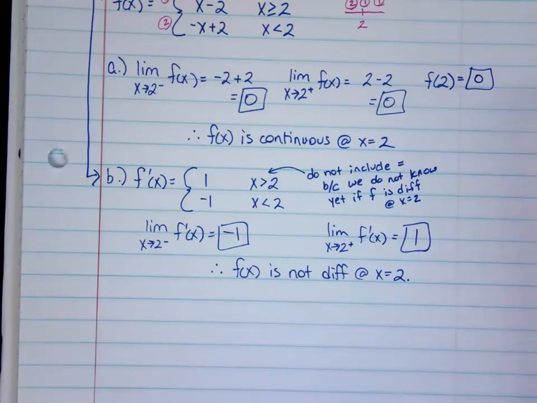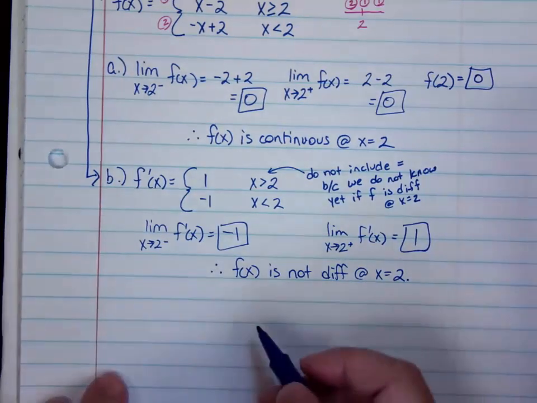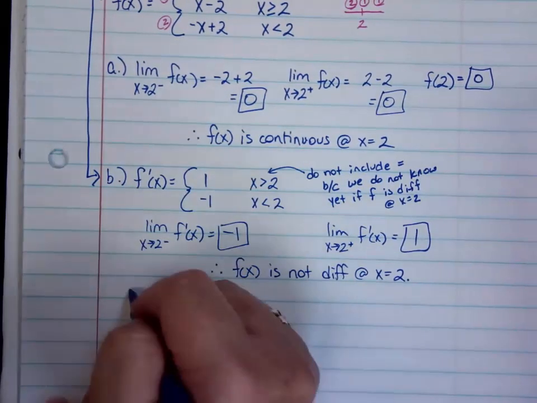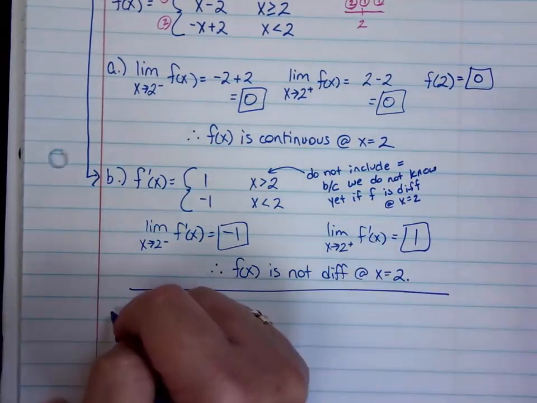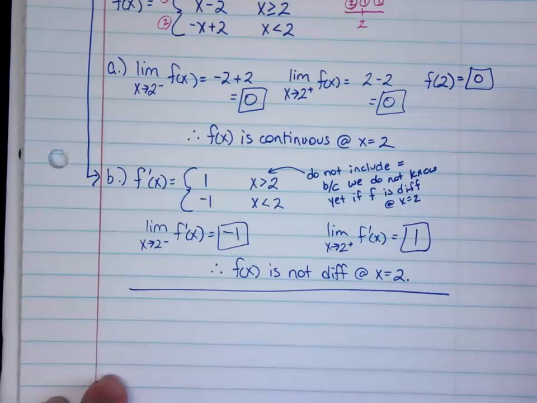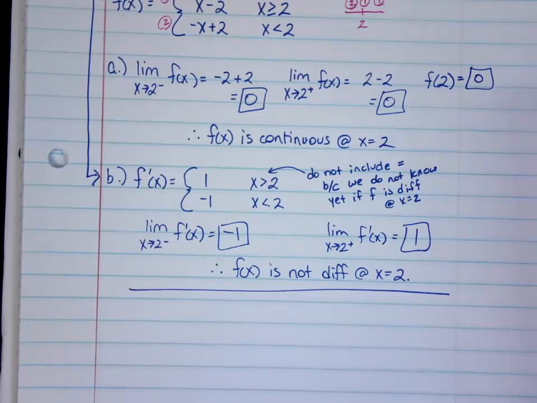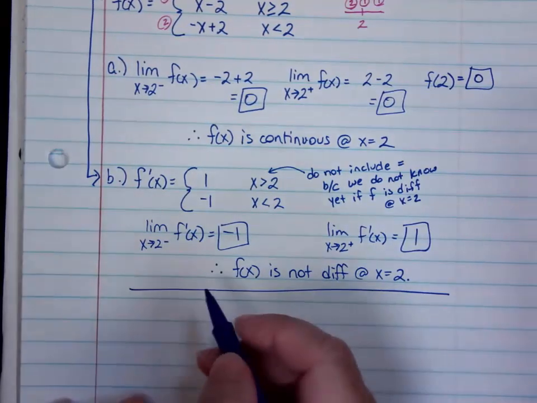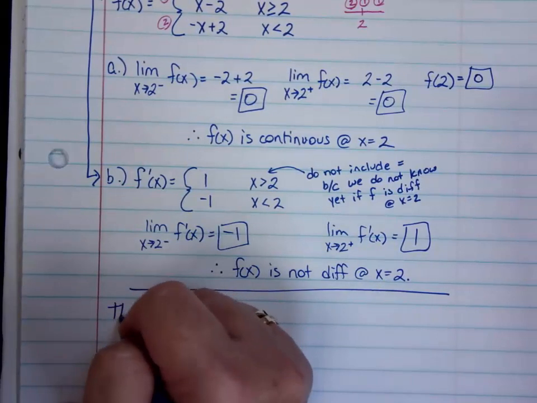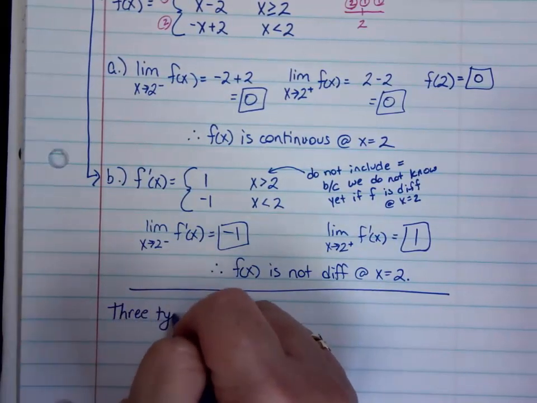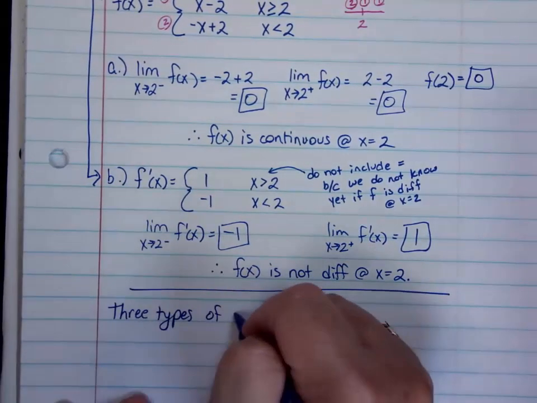Oh wait, I got to show you graphically some stuff. So I'm going to draw a line right here. Let's talk about, first of all, what are the 3 types of discontinuity? Do you remember? Jump, point, and infinite, okay? There are also 3 types of non-differentiability. So when you look at a graph, you can know whether it's not differentiable or if it is. 3 types of non-differentiable points.